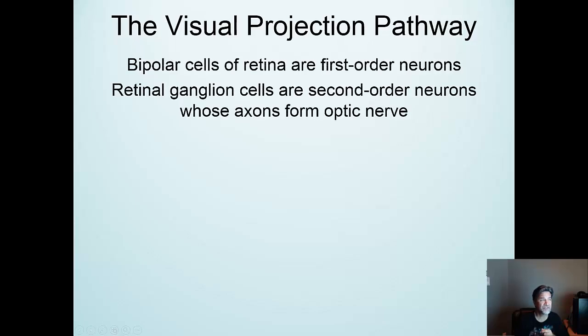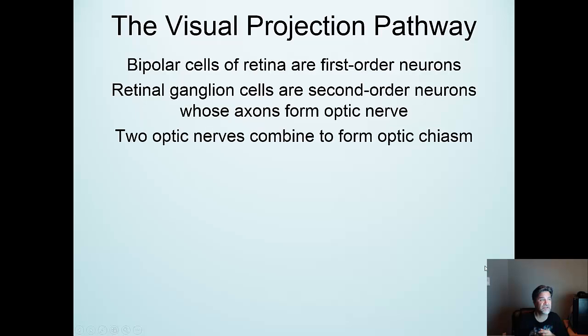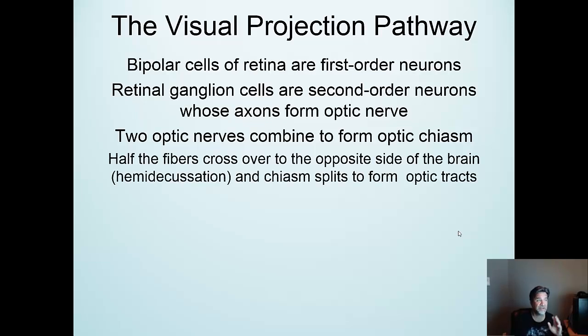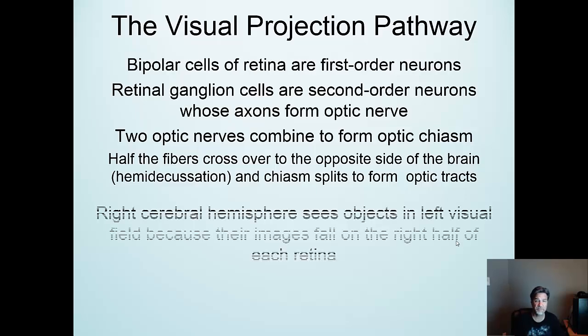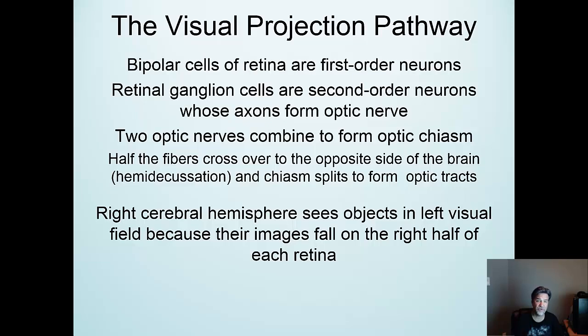So the bipolar cells will fire into the ganglion cells, and then the nerves from those ganglion cells will send back axons to form the optic nerve. So we have the right and the left optic nerves, and then they're going to converge into the optic chiasm. What happens there? Well, half the fibers from one side of one optic nerve will stay on the same side, the other half will cross over. Half the optic nerves from this eye will cross over, and half will stay on the same side. And so they split to form the optic tracts.